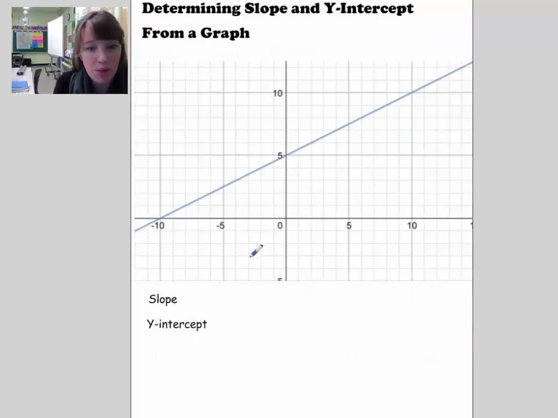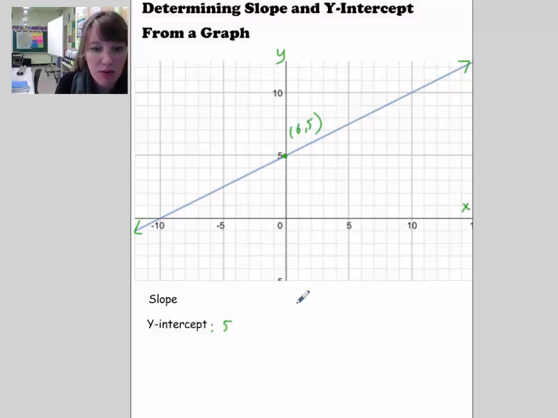Okay, let's do the same thing for the next graph. So again, the y-intercept is fairly easy. I pick out the point where the line crosses the y-axis here and the x-axis here. So here this point is 0, 5, so the y-intercept is going to be 5.